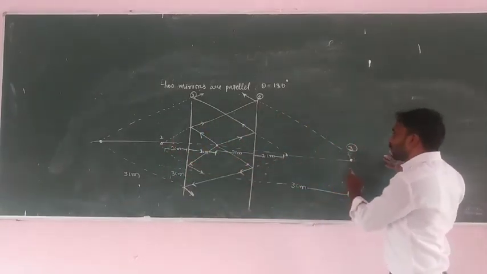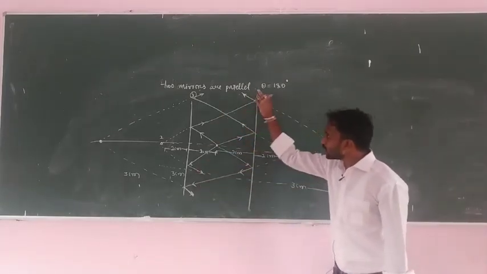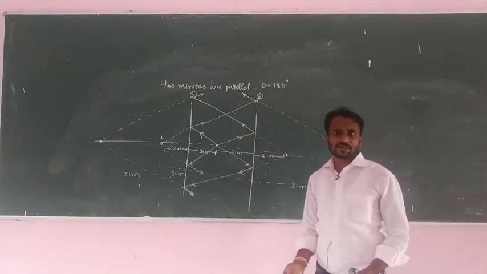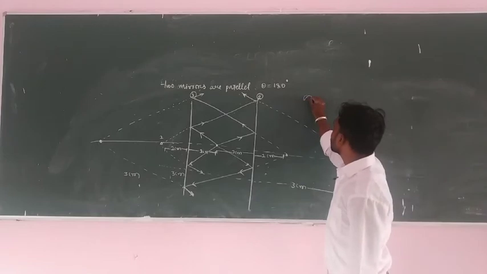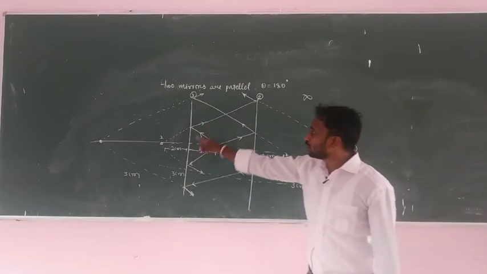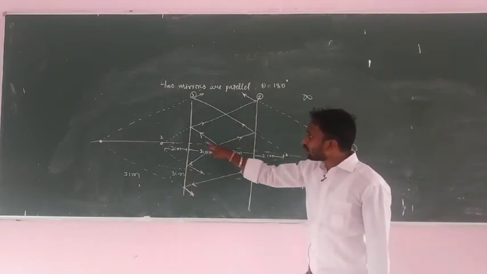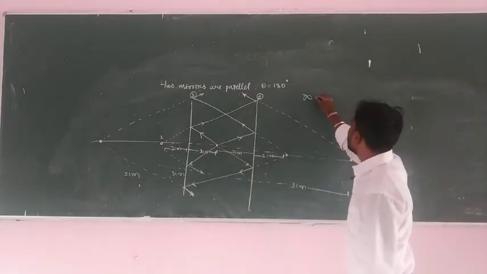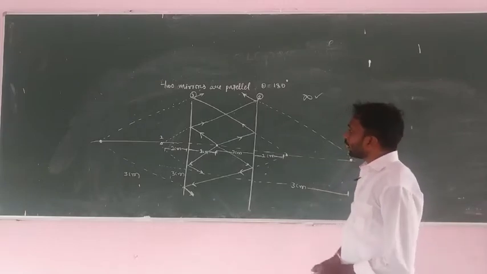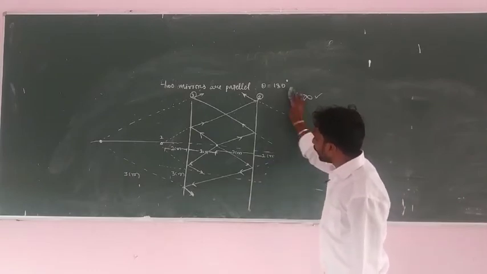It means here we get a number of images. When two plane mirrors are placed parallel to each other, we get a number of images. This number of images we consider as infinity. Yes, if we place two mirrors parallel to each other and the object is placed in the center of these two mirrors, then we will get an infinite number of images.